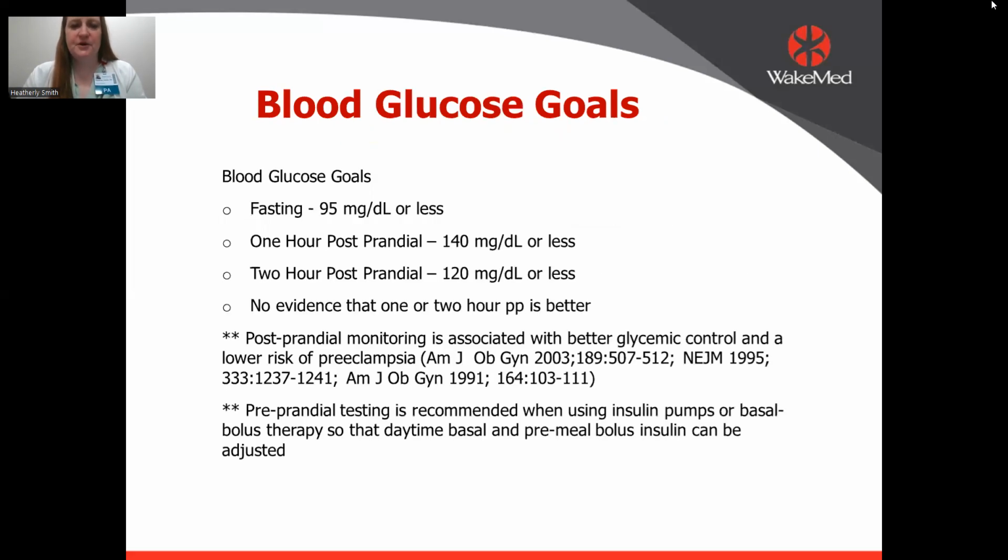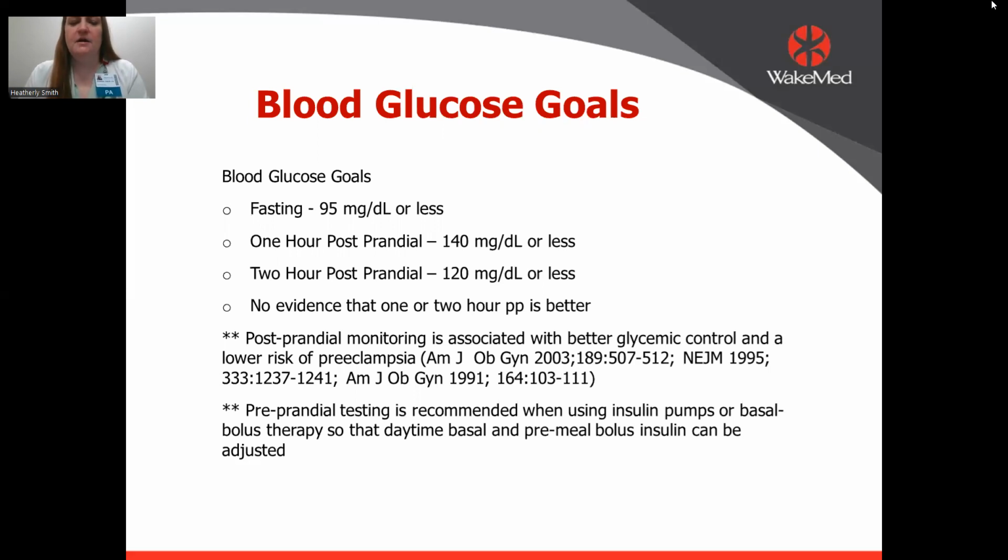And these are our blood glucose goals. Often for most of our diabetics being type 2, we recommend checking fasting and then after meals. If they're checking 1 or 2 hours after meals, it doesn't matter. There's no evidence that checking at one time is better than the other. The goals are just different. So if they're checking at the 1 hour mark, we want their blood sugar 140 or less, and at the 2 hour mark, we want it 120 or less. And then fasting, our goal is 95 or less.